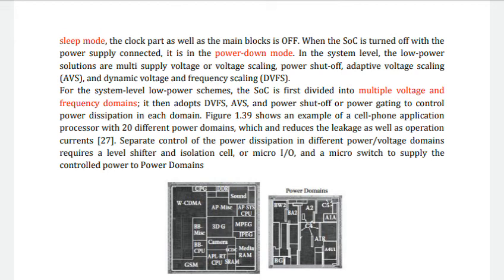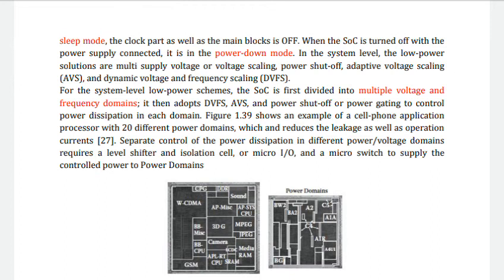So in this sleep mode, the clock part as well as the main block is off. And in this power down mode, the SoC is turned off with the power supply connected.